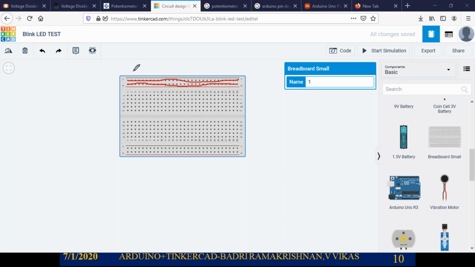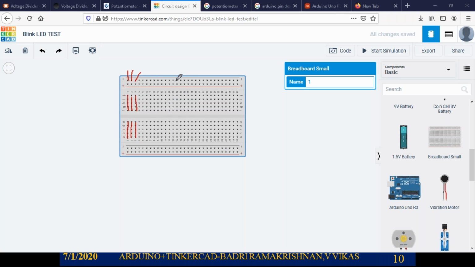That means if I connect anything on this particular point, it is the same as connecting at this point. That means they are interconnected. Similarly, all these 5 vertical points will be interconnected, and likewise each of these groups of 5 vertical points will be interconnected.